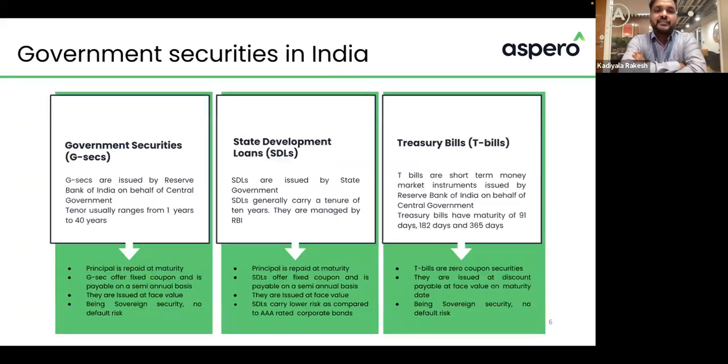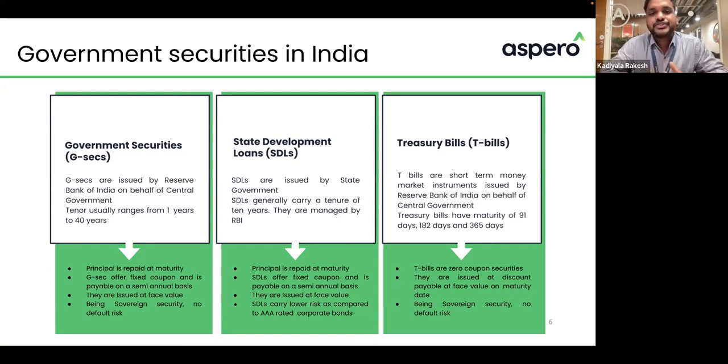Here we'll discuss in detail the government securities. As I told you, G-Secs, SDLs, and T-bills come under the government securities. G-Secs are issued by the Reserve Bank of India on behalf of the central government. The tenure usually ranges from 1 year to 40 years. The principal is repaid at maturity and the G-Sec offers a fixed coupon payable on a semi-annual basis. On a yearly basis, they get 2 payouts. Being a sovereign security, there is no default risk that you can consider in G-Secs.